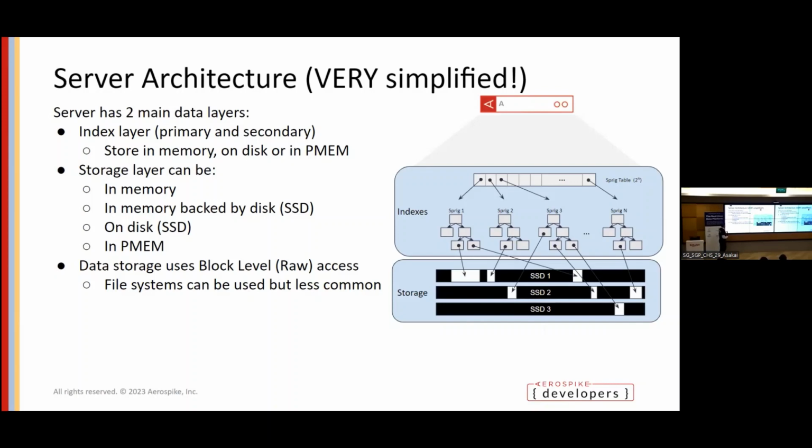Aerospike has 2 layers. You have the index layer and the storage layer. Okay, so the storage layer can be however you want. It could be all in the memory. It could be in the memory backed by SSDs, which is the hybrid model, which is the most used model that we use. Okay, here in this case, you want to keep all the data in the memory. Imagine you have say a couple of terabytes of data, so you might not be able to afford a couple of terabytes of RAM, right?